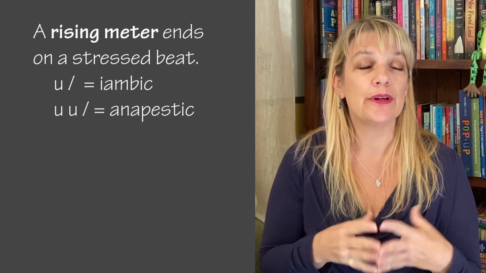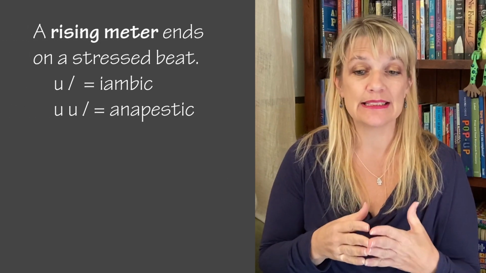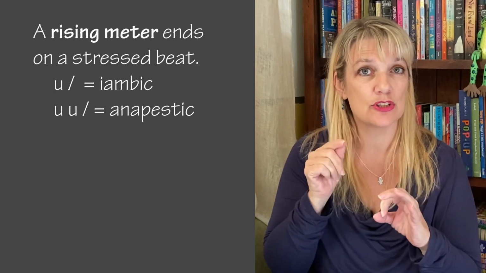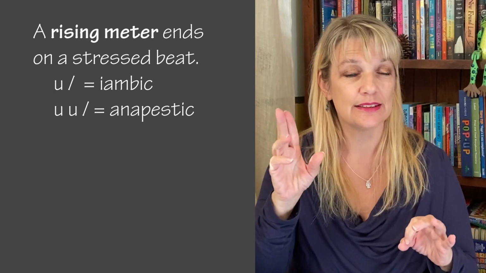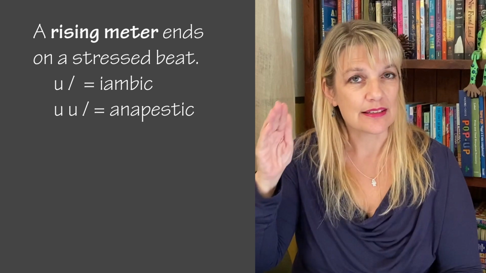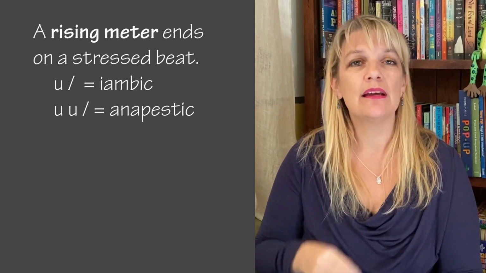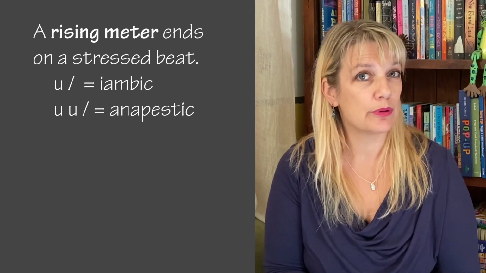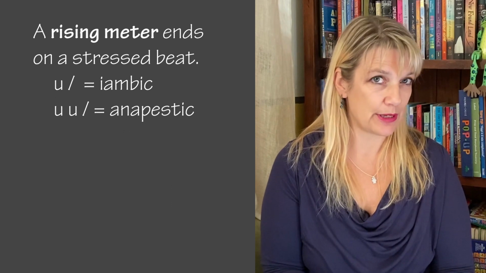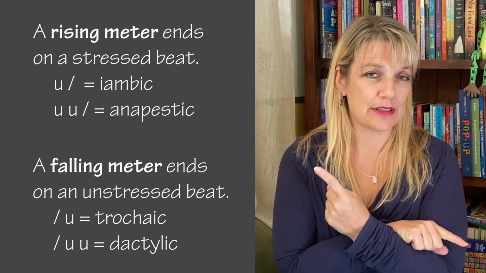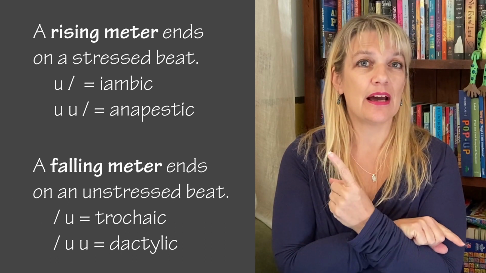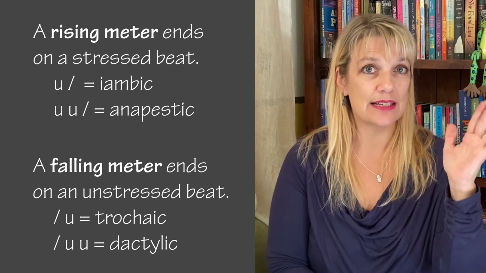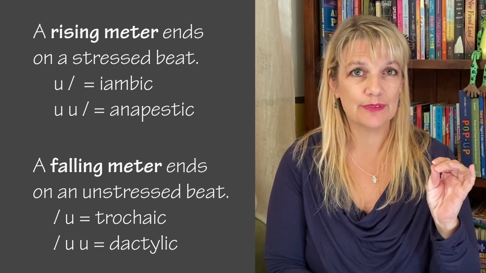Iambic meter is called a rising meter because it ends on the upbeat, right? We have unstressed and then stressed, so it's da-da, da-da. The second beat is the stressed beat, rising meter. The iamb's close cousin is the trochee, which is a falling meter. So it's just the opposite of an iamb in that it starts with a stressed beat and ends on an unstressed beat. Da-da, da-da, like that.